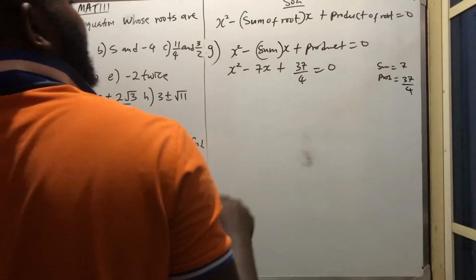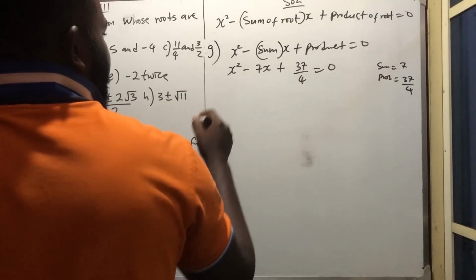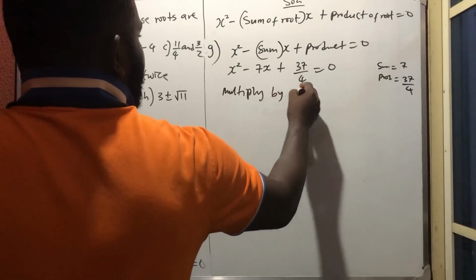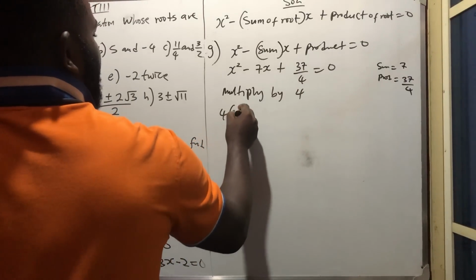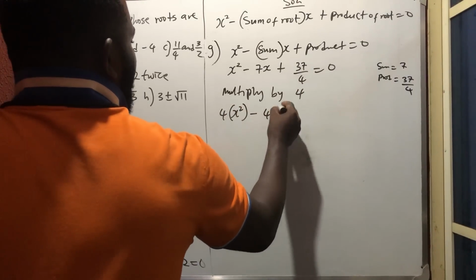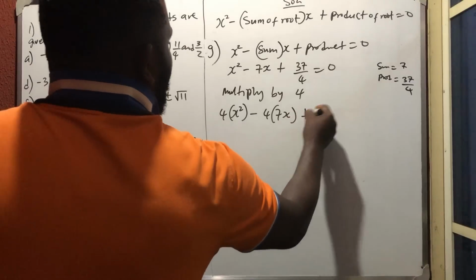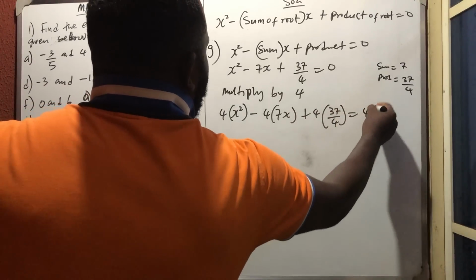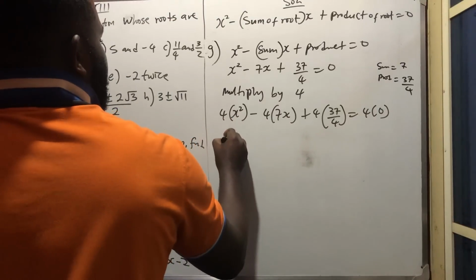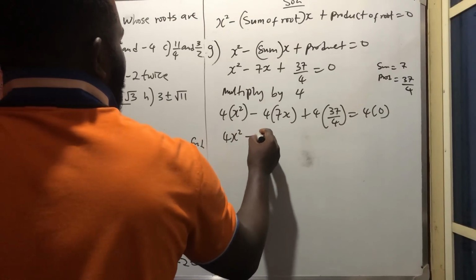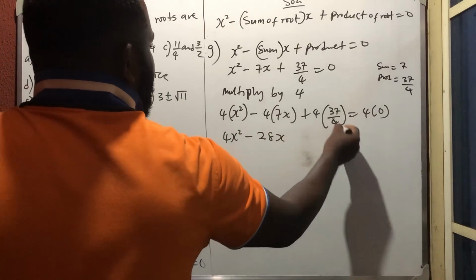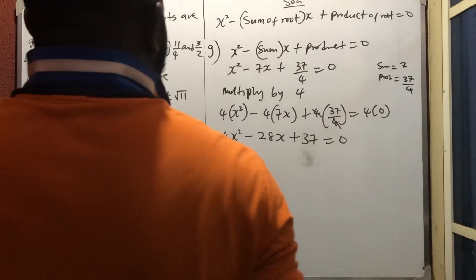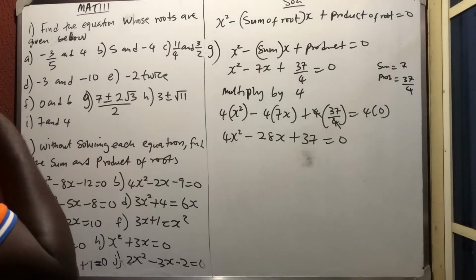So multiply everybody by 4 so that the denominator can disappear. So multiply by 4 to have 4 in bracket of x squared minus 4 in bracket of 7x plus 4 in bracket of 37 over 4 is equal to 4 in bracket of 0. So this time, 4x squared minus 28x, this will take care of this to have plus 37 is equal to 0. So this is the required equation.